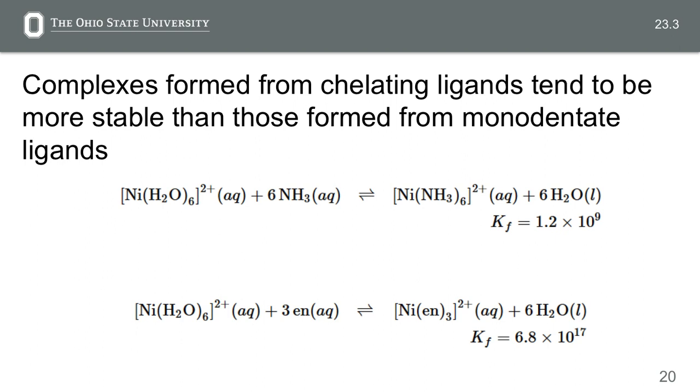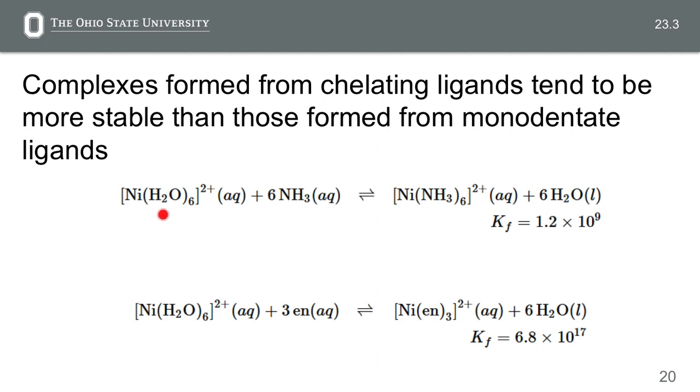And one last thing on these chelating ligands, ligands that are bidentate or polydentate: they tend to form more stable complexes compared to those that are monodentate. So if you take a look at these equilibria, back to chapter 15.